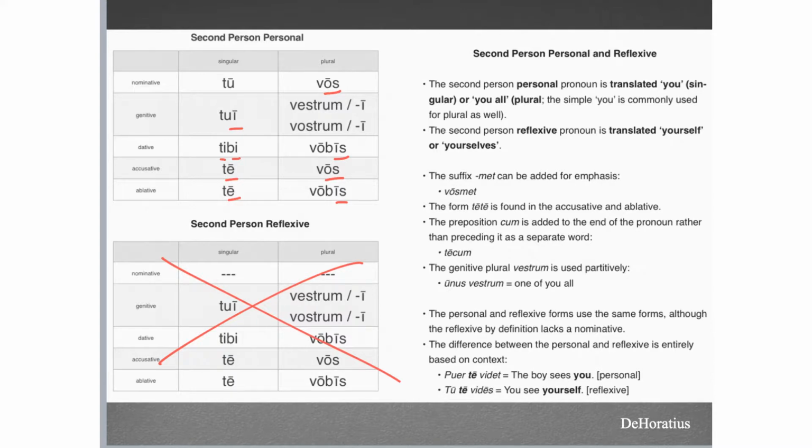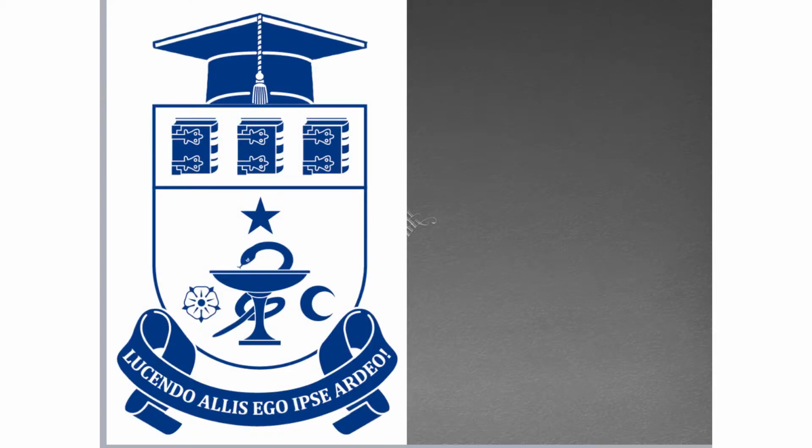Remember that, and actually I'll go back. Same thing for you, but of course, as we talked about, you is often the same for the singular and the plural. All right, so here are some examples. This is from a pharmaceutical college in Moldova. Kind of interesting. But you can see the pronoun there.